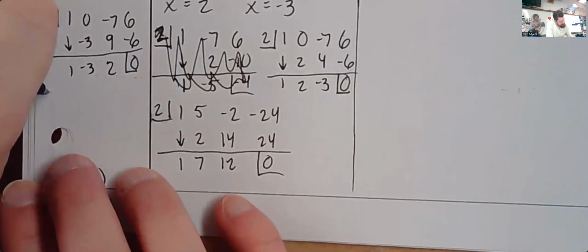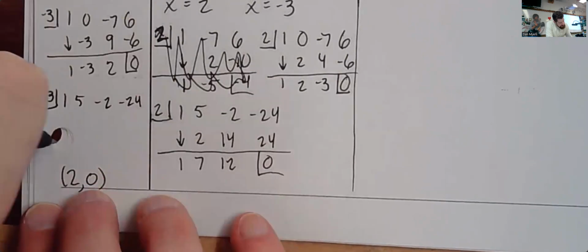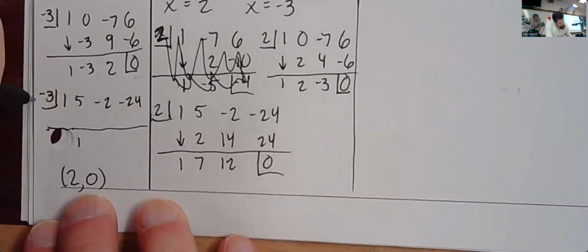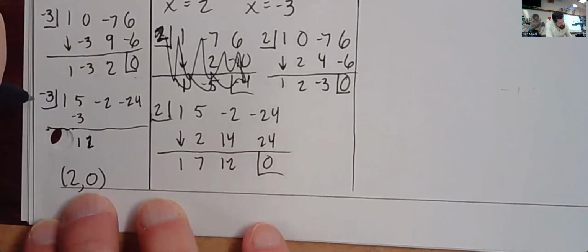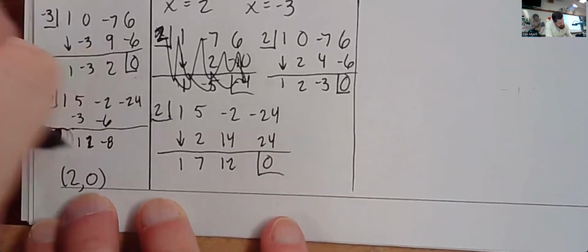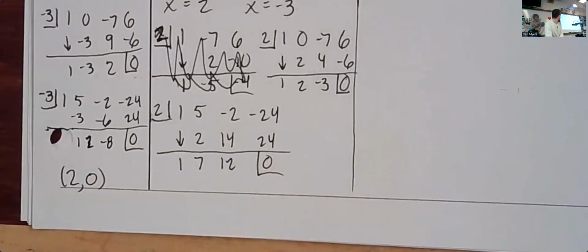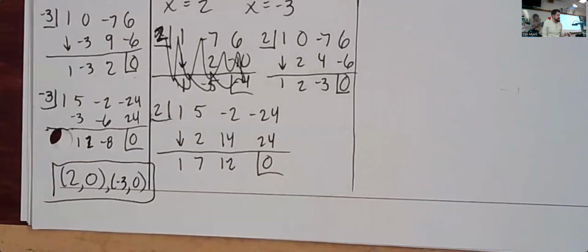So let's see. Next one, negative 3, 1, 5, negative 2, negative 24. We'll bring this on down. The hole punch is in the way. All right, so 1, negative 3 would be 2 there. That should be under the 5. Negative 3 times 2, that's negative 6. Negative 8, 24, and 0. Okay, so 2, 0, and negative 3, 0. Those should be the 2 points of intersection of those two functions.